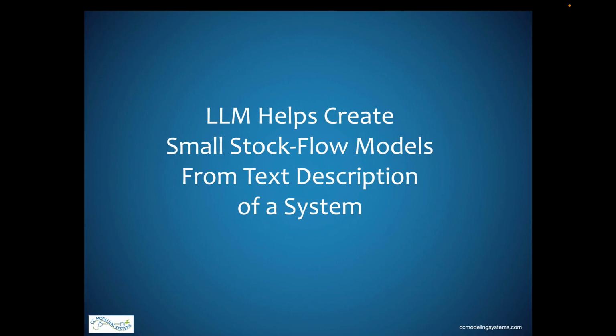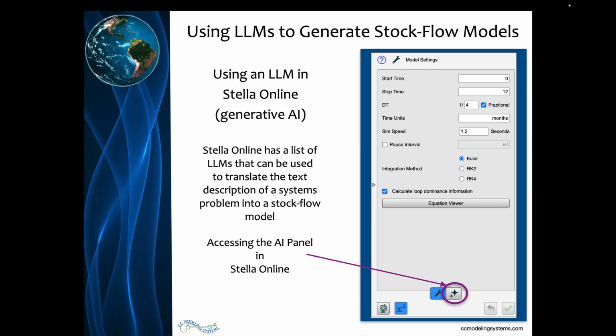Now I will show a very exciting, hot off the presses method of having Stella with AI capabilities translate a text description of a systems problem into a stock flow model. To access the AI panel in the software, locate the 2-star button at the bottom of the Model Settings panel. This is for Stella Online, which is freely available to everyone.